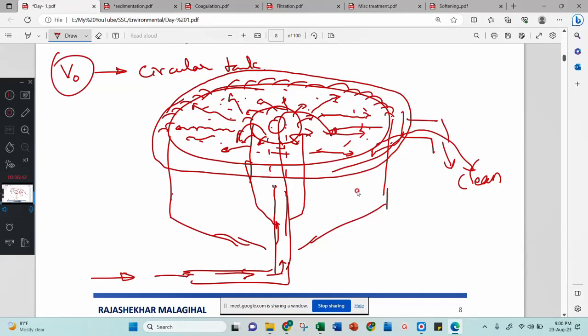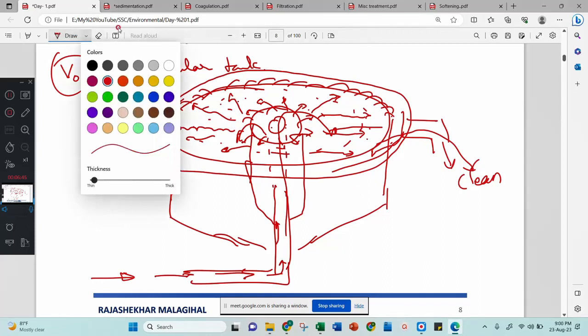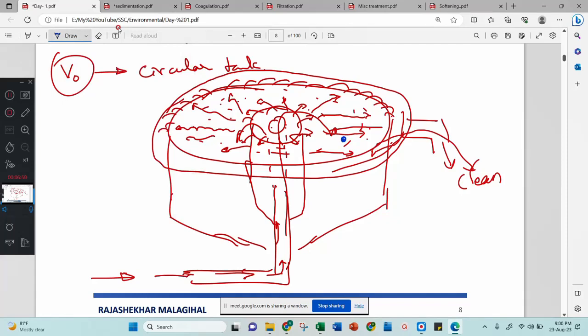Surface overflow rate. Now, if this is the case, where will the settling velocity be? If this is a particle, then the overflow rate will push it upward, and the particle will come downward. Otherwise the water will come here and go out. But in this zone, just concentrate. This blue colored zone is there, and there is a fight that takes place in this particular zone.